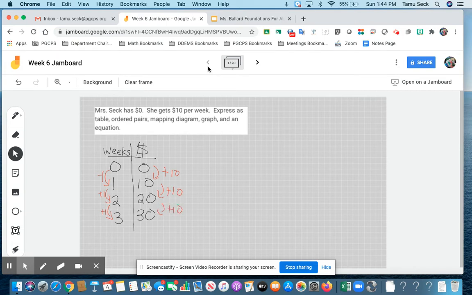Now we're going to express this as ordered pairs. So as ordered pairs, this is 0, 0, 1, 10, 2, 20, and 3, 30. As a mapping diagram, when you have a mapping diagram, you have to put them in order from least to greatest, and the numbers cannot repeat. And then you draw an arrow from X to Y, from the input to the output. So in this case, the mapping diagram is very easy.